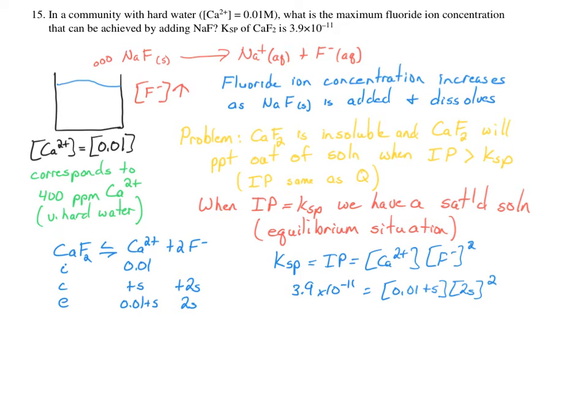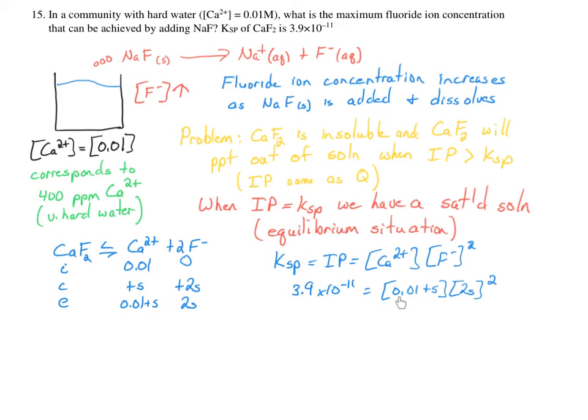So here's our ICE table. Calcium fluoride as a solid is going to be ignored. Calcium 2 plus has an initial concentration of 0.01. When S moles of calcium fluoride dissolve, we release S moles of calcium 2 plus and 2S moles of fluoride ion. Since there's 0 concentration of the fluoride ion to begin with, its equilibrium concentration is going to be 0 plus 2S or 2S. The equilibrium concentration of calcium 2 plus is 0.01 plus S. As always, the equilibrium value is the initial plus the change.